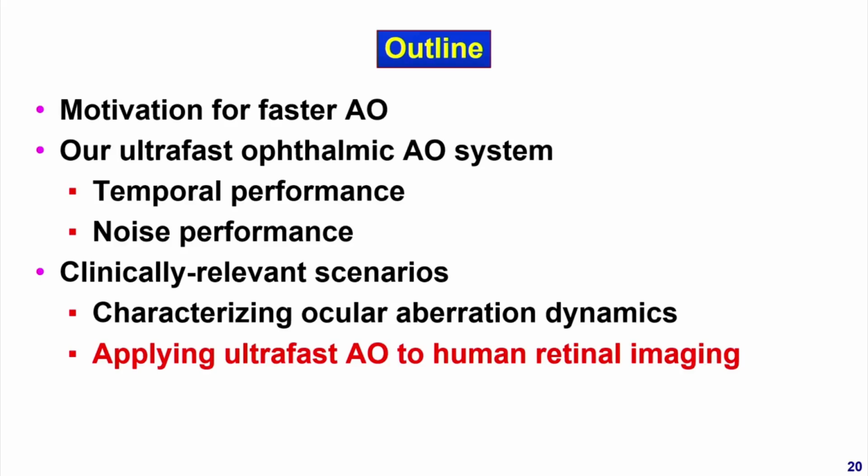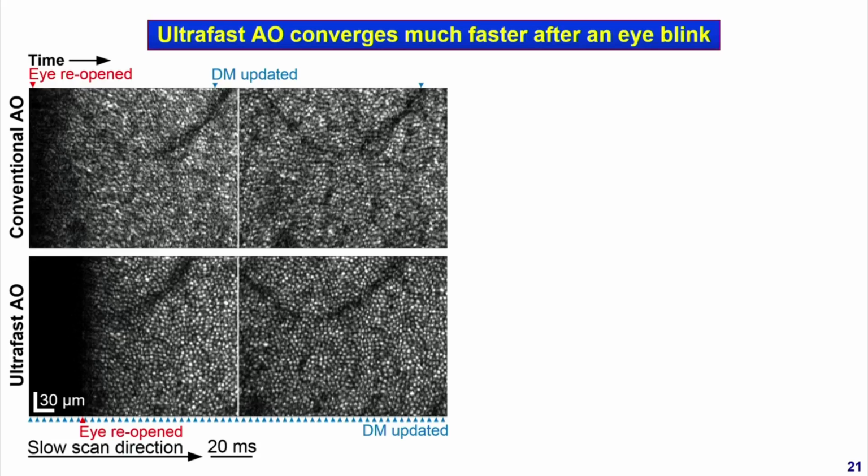Next, I will show experimental results comparing the performance of conventional AO and ultrafast AO in retinal imaging. This figure shows the AOCT co-mosaic images of a non-cycloplegic eye reopened from a blink, acquired with either conventional AO or ultrafast AO. We see that ultrafast AO achieves good image quality much faster after the blink.